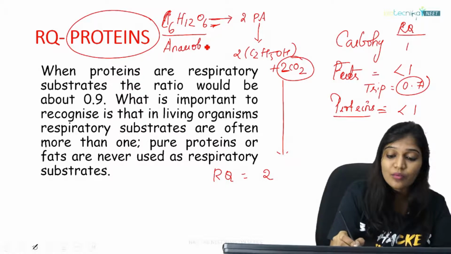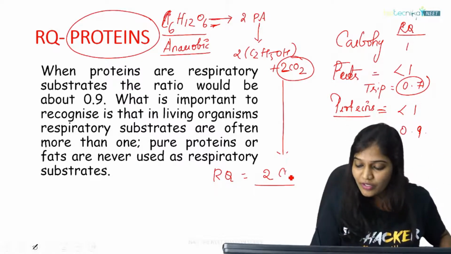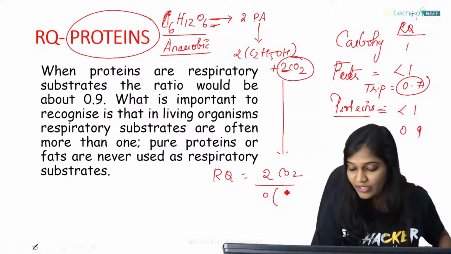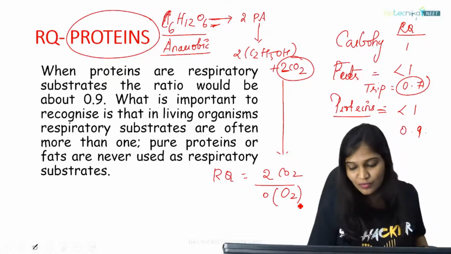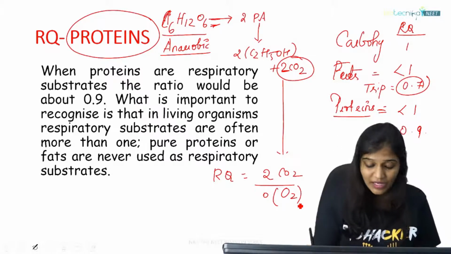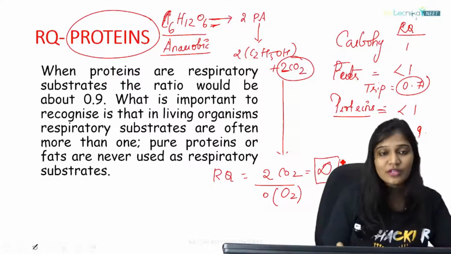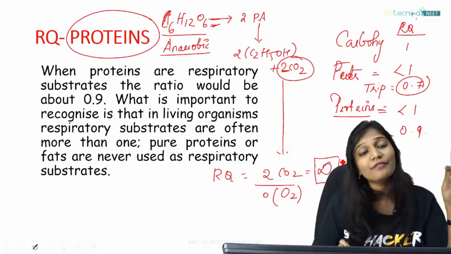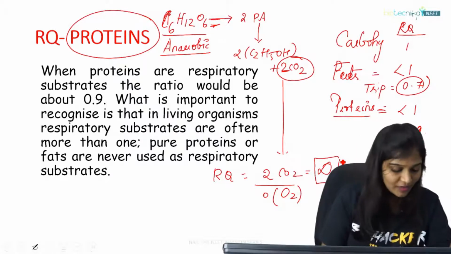In your examination, they not only ask you aerobic. If it's anaerobic, you will write 2 molecules of carbon dioxide and there are no molecules of oxygen. So what's the answer going to be? Anybody, can you answer me? What's the answer? 2 by 0? It's going to be infinity. So a very important question. You have to remember that the RQ value for anaerobic respiration is going to be infinity. Okay, yes.